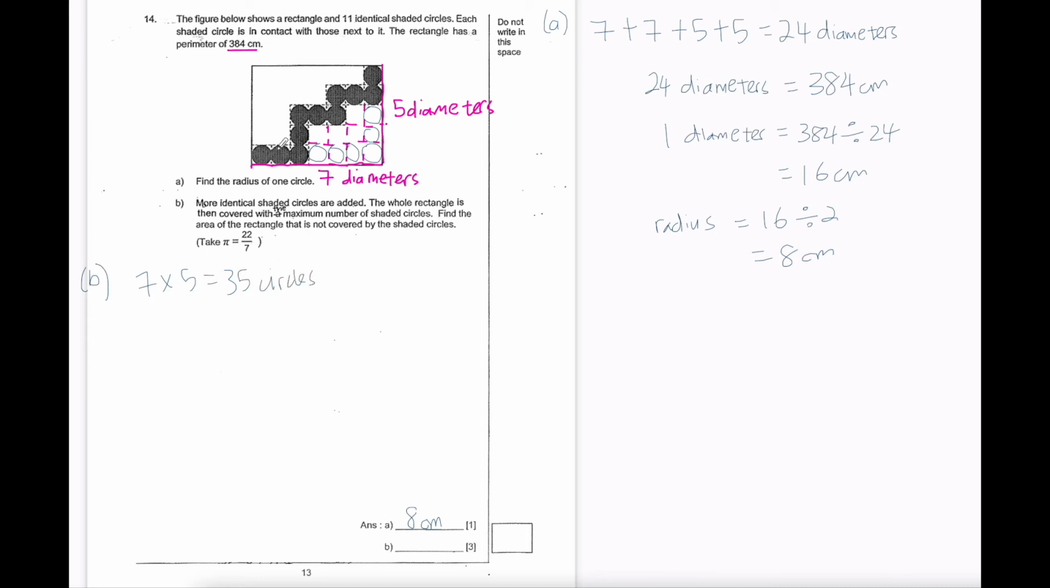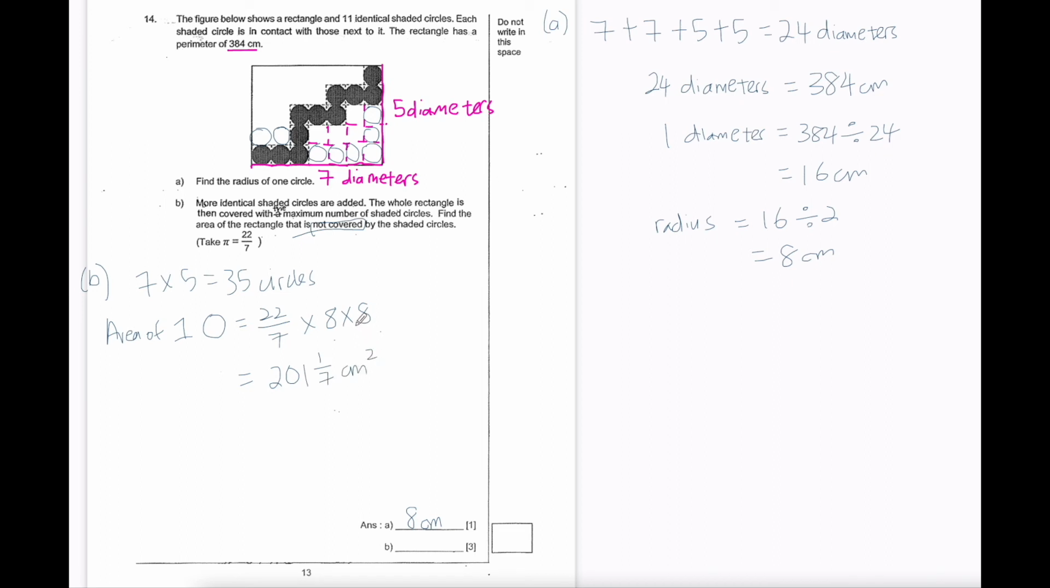Got it? I'm not going to continue drawing because it's going to take a long time, but do note that it's 7, 7, 7, 7, 7. That's how I get 35. Okay, and I need to find the area of the rectangle that's not covered. So let us find the area of 1 circle first. Area of 1 circle is pi, 22/7, times, what's my radius? We found it, 8 times 8. Okay, my answer will be 201 1/7 cm squared.